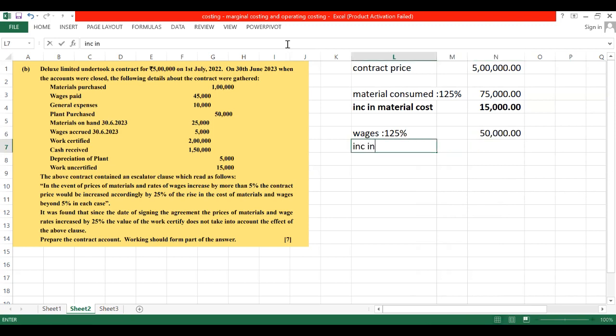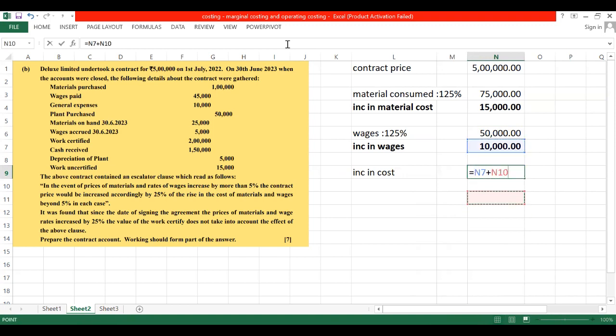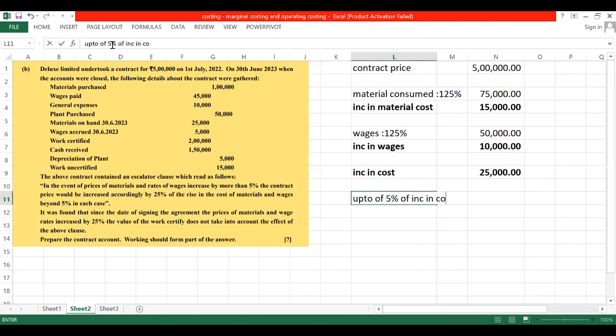So what is the net increase in wages? Net increase in wages is, 50,000 is including the 25% increase. So 25 by 125, which is 10,000. So what is the net increase in cost? Is 10,000 plus this is the increase in cost. So 5% of increase in cost, there will be no change in the contract price.